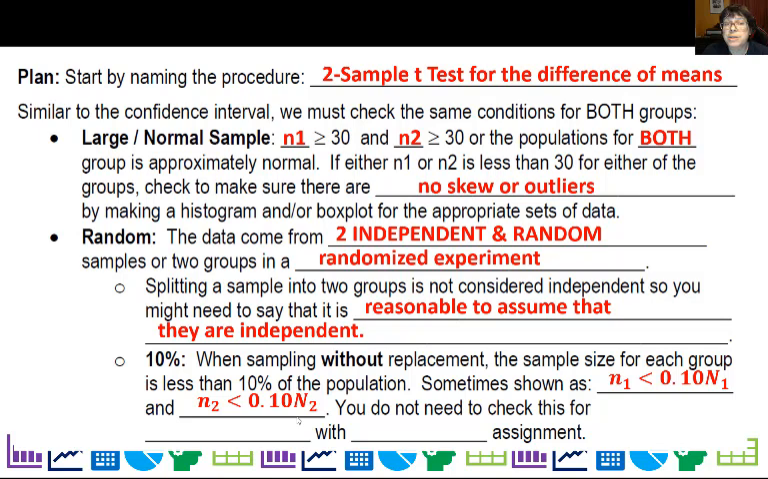Now, if you're doing an experiment with random assignment, this is not so necessary to check, because I could go into this side thing where you can do different randomizations on how you assign it, so you can actually create a sampling distribution. So the 10% condition is not really an issue for randomized experiments.